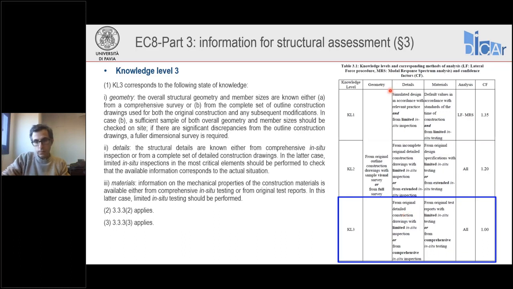Finally, at KL3, information on the details has to be obtained from original construction drawings with limited in-situ inspection or from a comprehensive in-situ inspection. Information on the mechanical properties of the details has to be obtained from original reports with limited in-situ testing or from a comprehensive in-situ test campaign. Again, all the analysis methods can be used, and this time the confidence factor is 1.